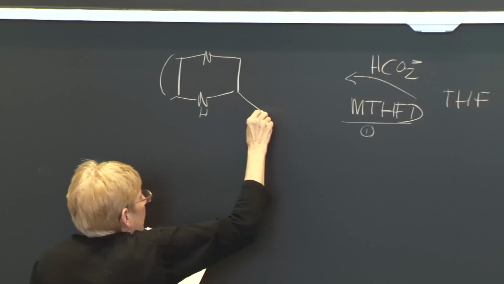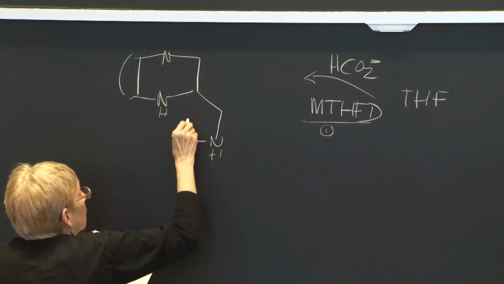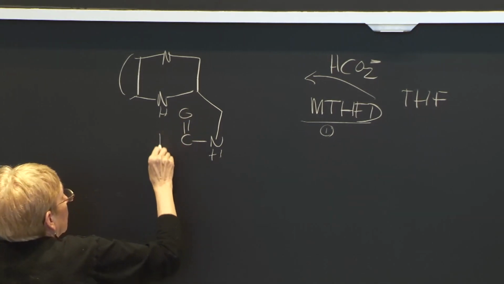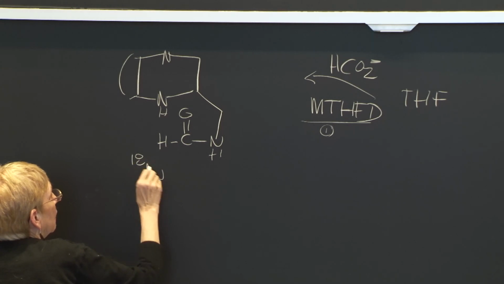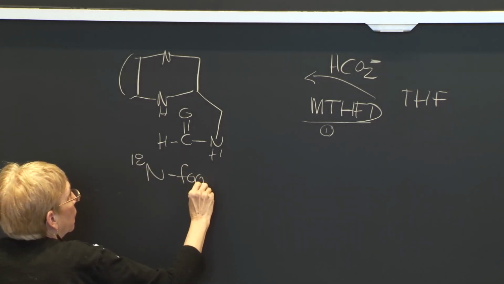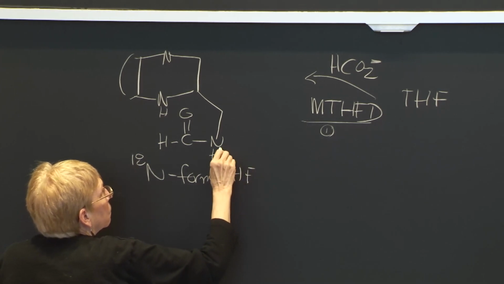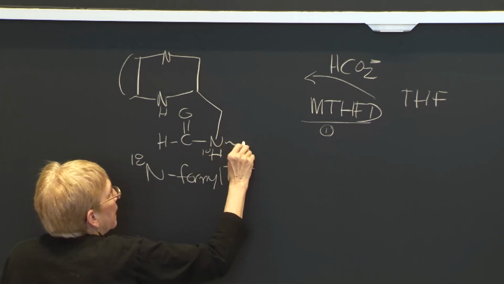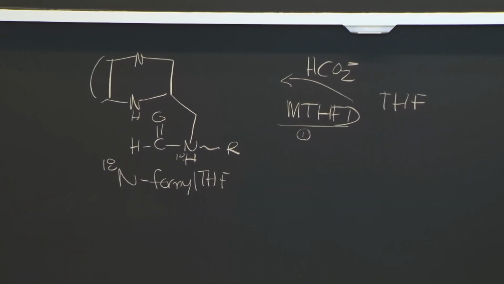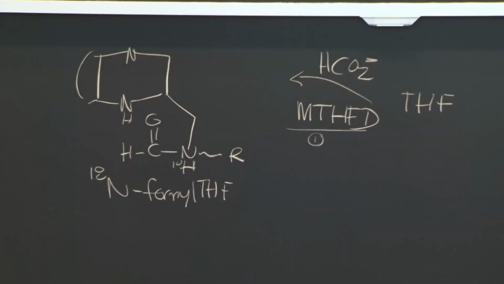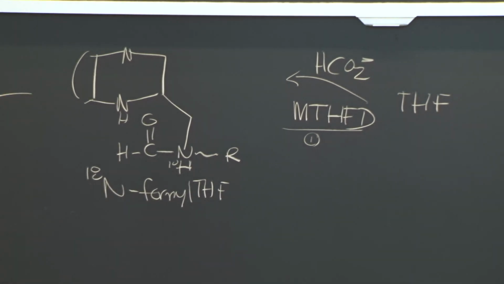And so what can happen is that you can formylate and form what is now N10 formyl tetrahydrofolate. Okay, so this is N10, and we'll call this R. Okay, so that's the first step. That's the enzyme. The same enzyme catalyzes the next step.